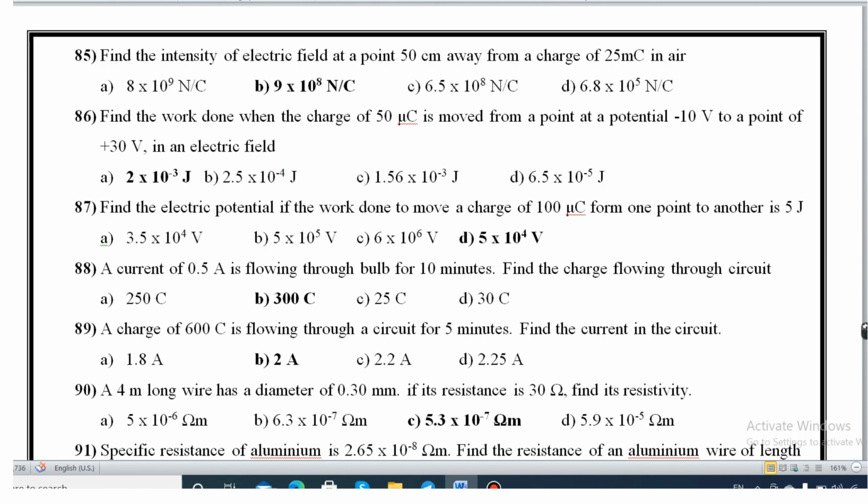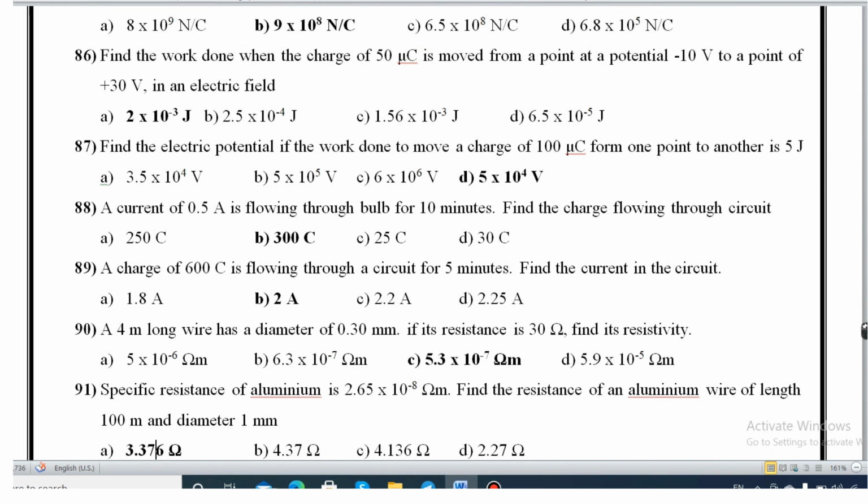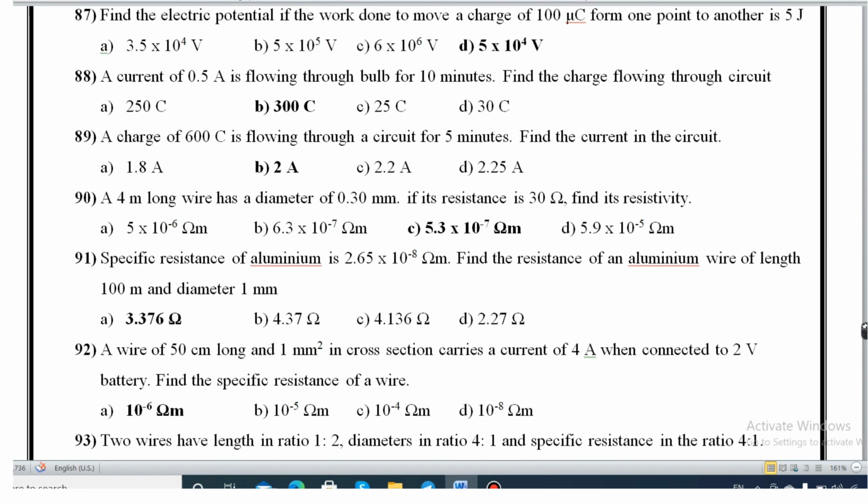A current of 0.5 ampere is flowing through a bulb for 10 minutes. Find the charge. It is 300 coulomb. Then question number 89. A charge of 600 coulomb is flowing through a circuit for 5 minutes. Find the current. That current is 2 ampere.